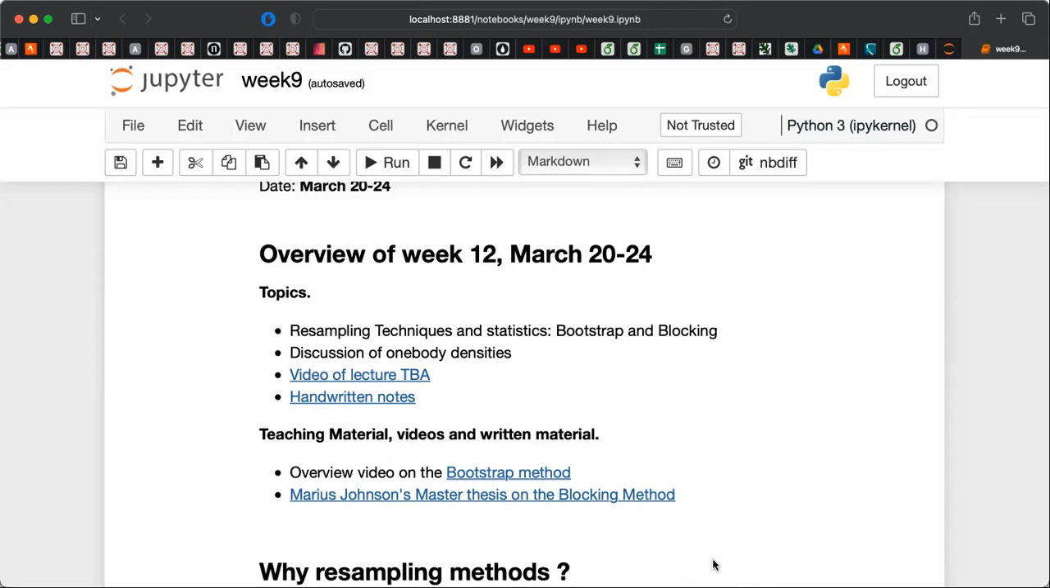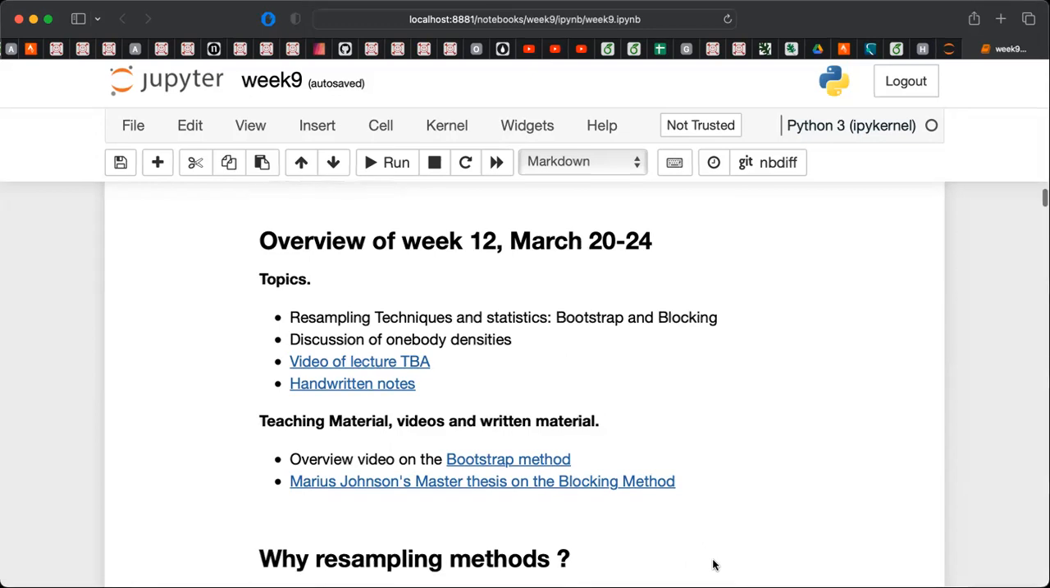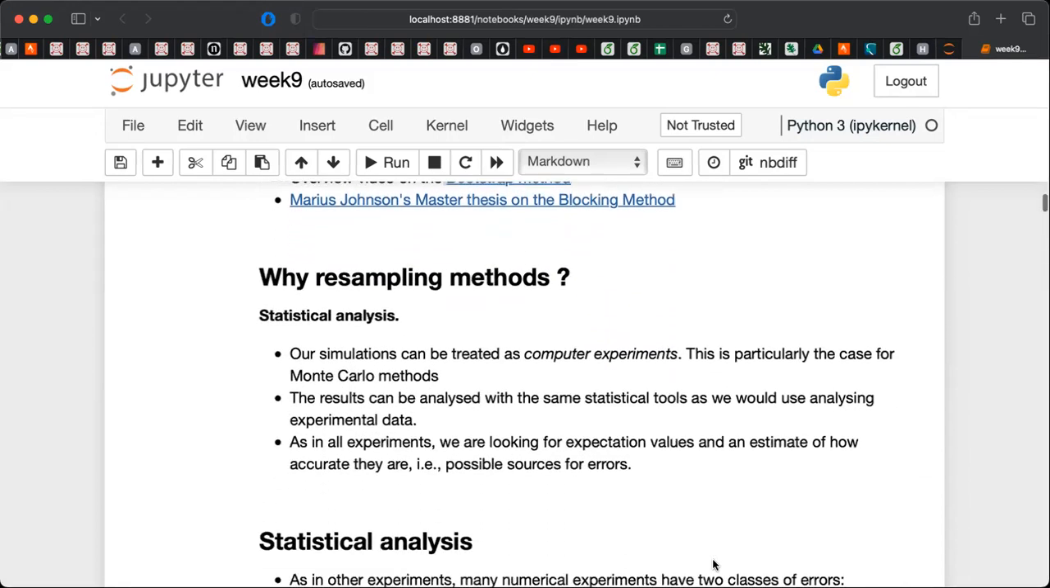So we are going to go through the basic mathematics of the blocking method, and we are going also to illustrate what kind of results you can get and how you can use the software. So as we mentioned last time, these resampling methods are very important, and they are important because if you think of the experiments and the simulations which are running, you can actually treat them as computer experiments. So in a sense, when you run a variational Monte Carlo calculation or any of these simulations, you should view them as computer experiments. And the results can therefore be analyzed using the same statistical tools which you would use when you analyze experimental data.